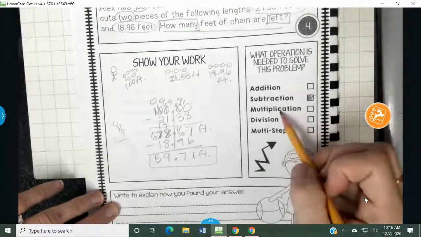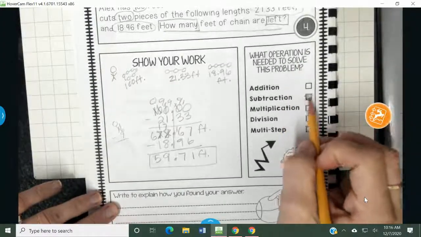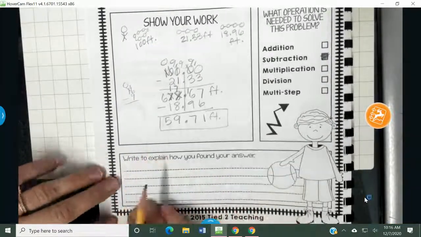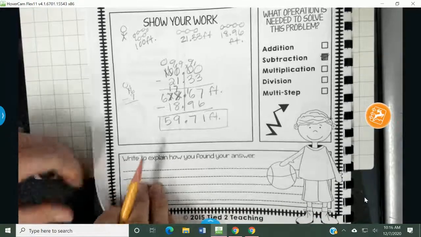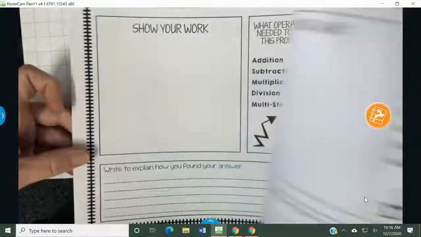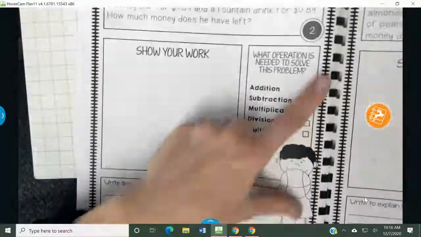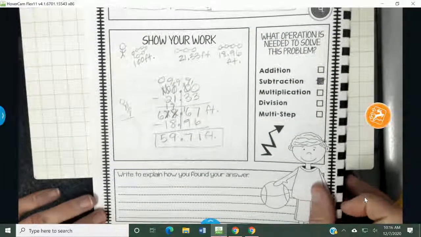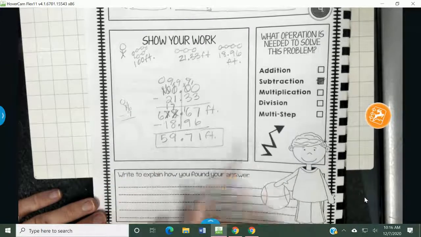Now, let's make sure we do all the steps. What operations did we use? We just used subtraction. Now here's the part I need you to practice. I want you to do this part on your own because we've already done one before. So if you need to look back at how we did problem solving number 2, please go back and check it. But we need to go ahead and write how we found this answer.